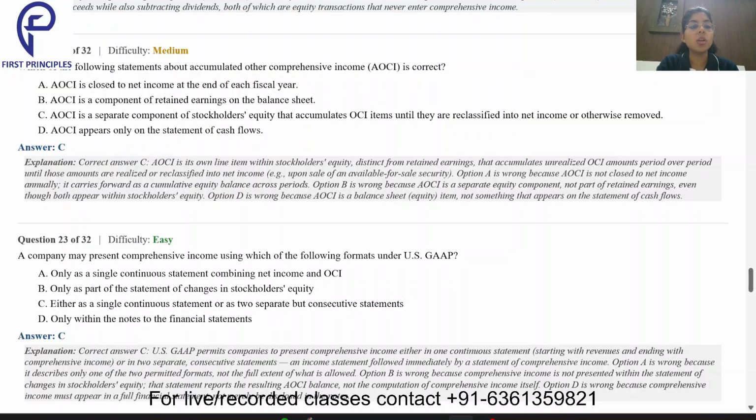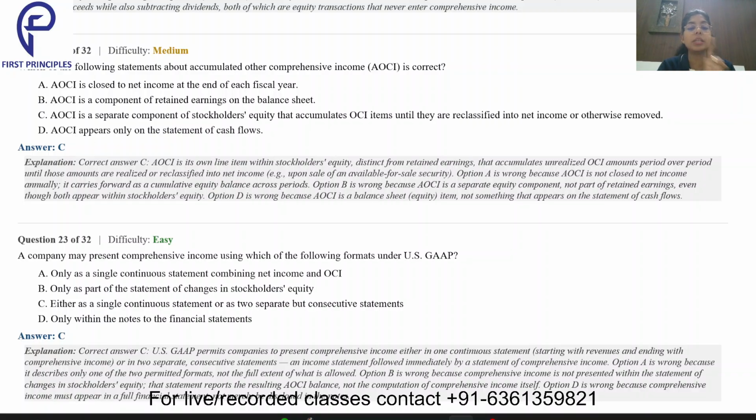Question number 22. Which of the following statements about accumulated other comprehensive income is correct? Option A: AOCI is closed to net income at the end of each fiscal year. First of all, is AOCI a permanent account or a temporary account? It is a balance sheet account, so it's a permanent account. It's never closed. So option A is incorrect.